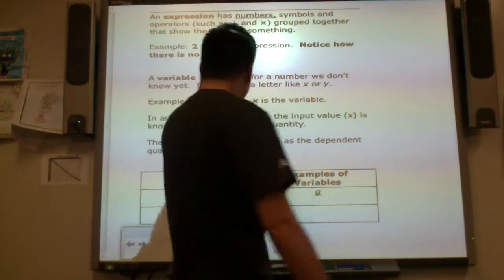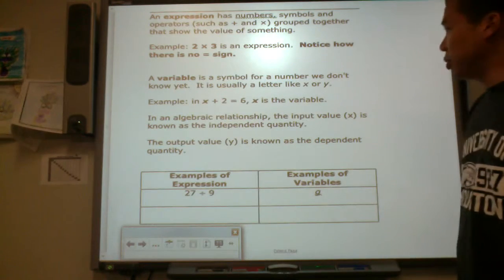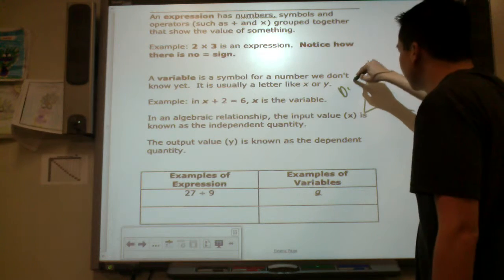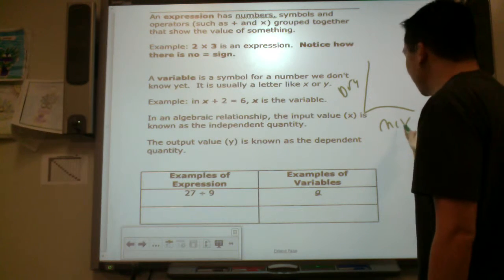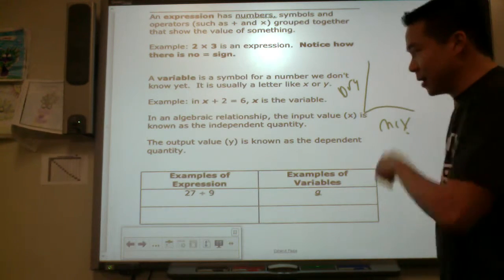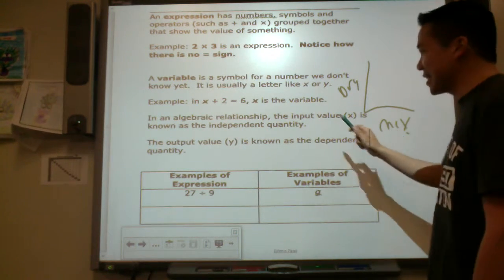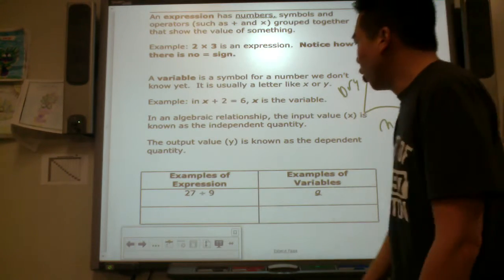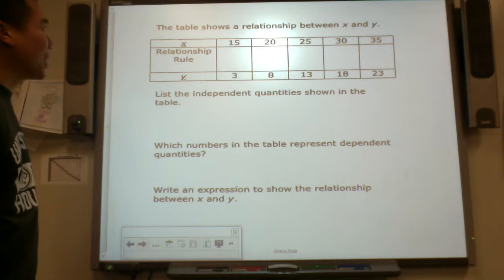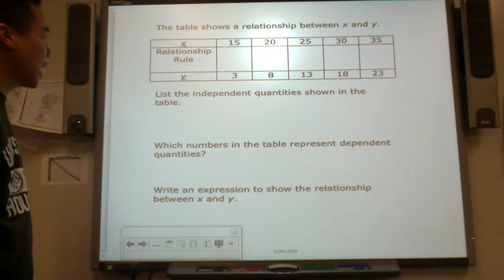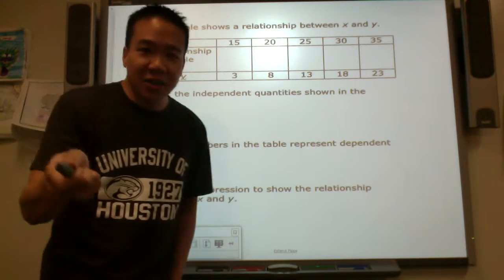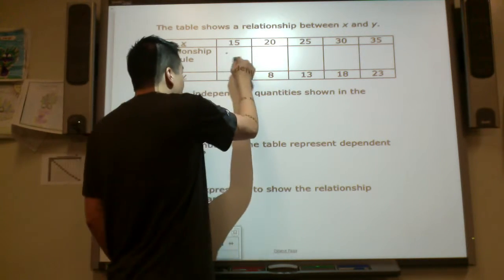So using DRY MIX, the independent is the x-axis, the dependent is the y-axis. So the input is the x-axis, the output is the y-axis, or the dependent. So find a relationship between x and y. How do you turn a 15 to a 3? I bet you just divide by 5.